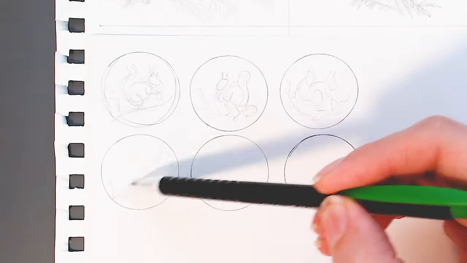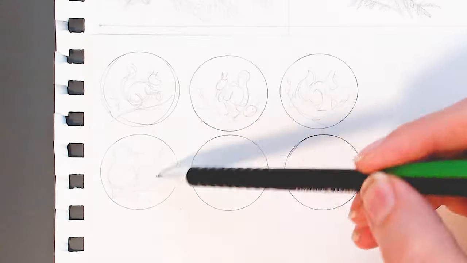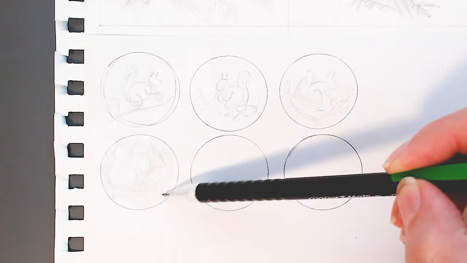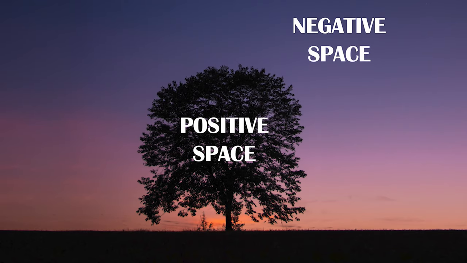It's a good idea at this stage of your drawing to pay attention to positive and negative space. The positive space is what your subject is occupying in your image, and the negative space is the space that's not occupied by your subject matter, so the space around what you're drawing.